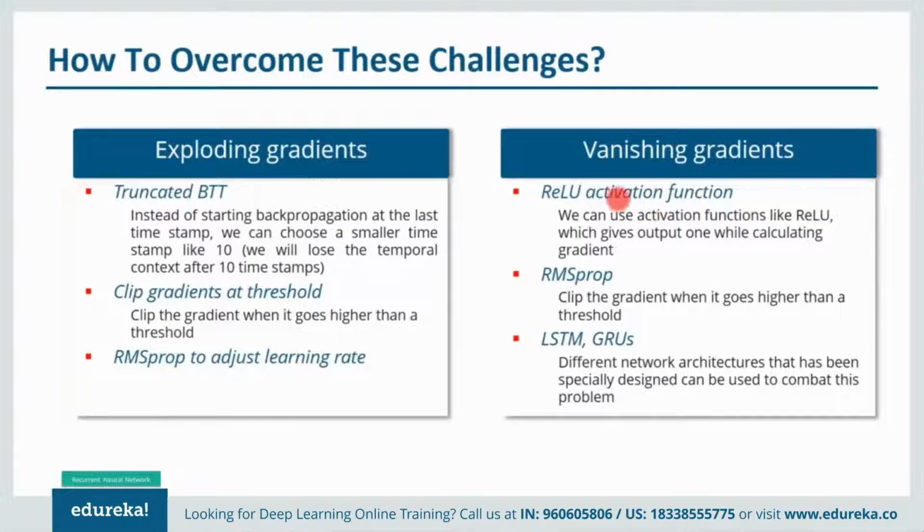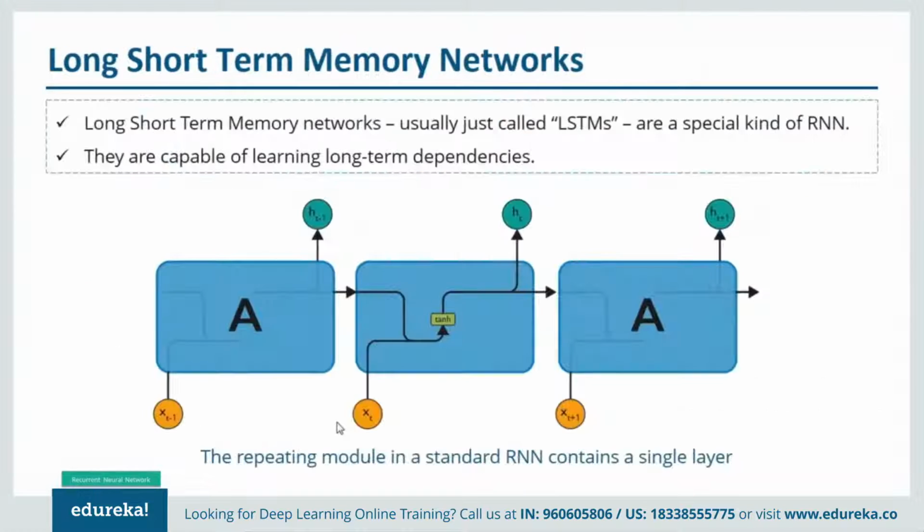Now for vanishing gradient, we can use a ReLU activation function. We have discussed the ReLU activation function in the artificial neural network tutorial, guys. Similarly, we can also use LSTMs and GRUs. In this tutorial, we'll be discussing LSTMs, that is, long short-term memory units. Now let us understand what exactly LSTMs are. We saw the two limitations of recurrent neural networks. Now we'll understand how we can solve them with the help of LSTMs.